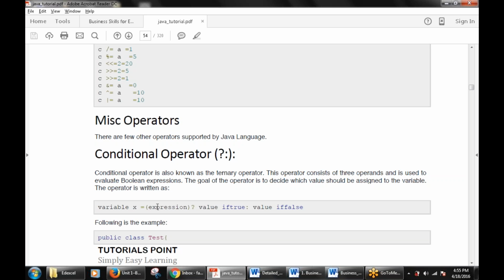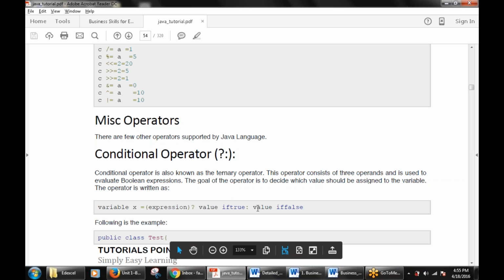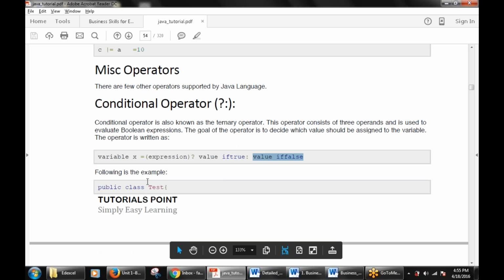For example, 3 is greater than 4. Then there is a question mark. First statement, good. Next statement, bad. For example, 3 is greater than 4, that is not true. That gives output as false. So it goes to the next part, that is bad. This is one example.